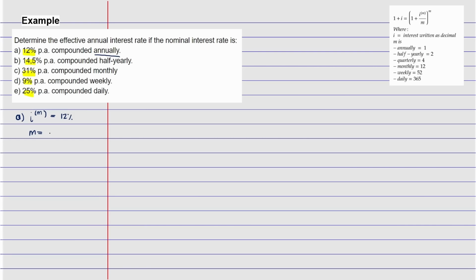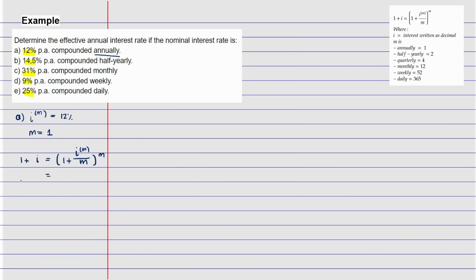So it's going to be what? It's going to be 1, right? Because annually and yearly is the same thing, which is going to be 1. So here we're going to use our formula. So it's going to be what? This is the formula. So it's going to be 1 plus I, and this I here is considered as the effective rate. And this is going to be equal to 1 plus I to the power m, divided by m, then this is to the power m, right?